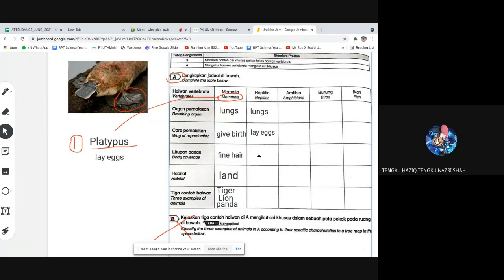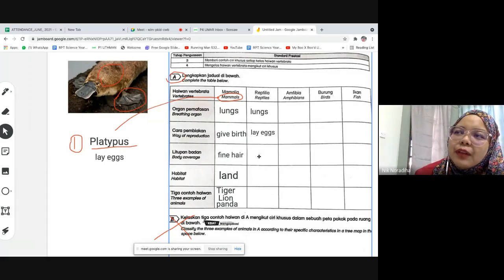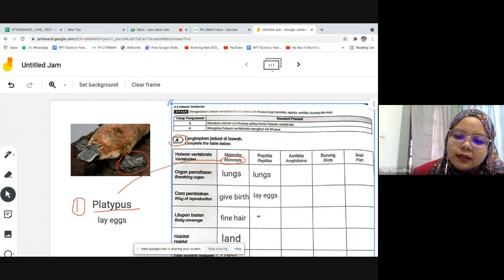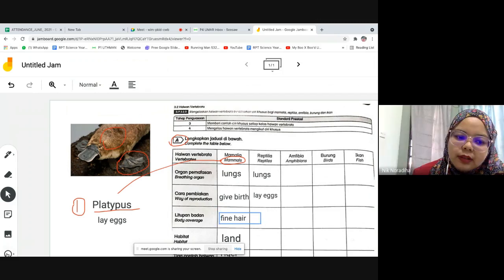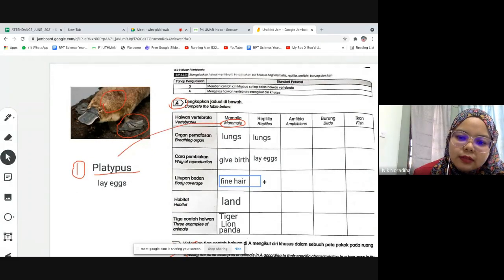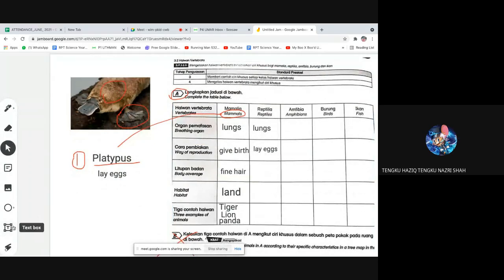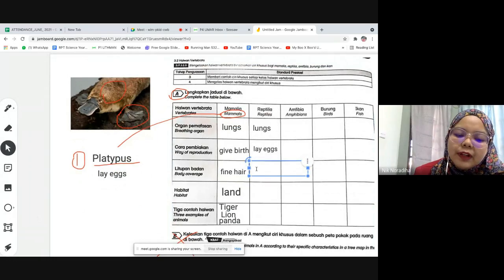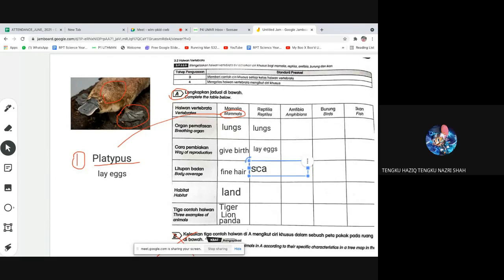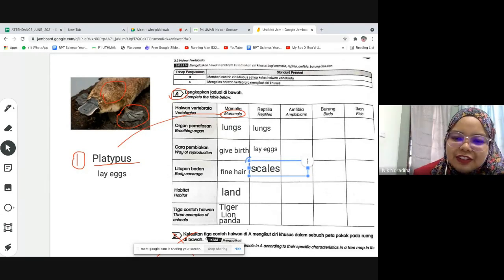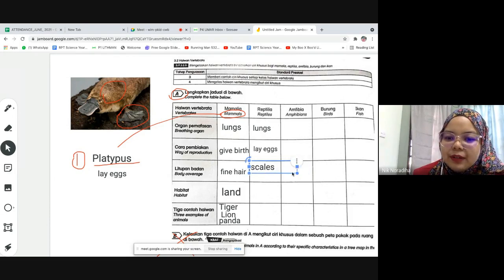Snakes. Okay. Snakes covered with what? Their body. Start with S. That's a second. Fish covered with what? Fish? Gills. Their body covered with gills.